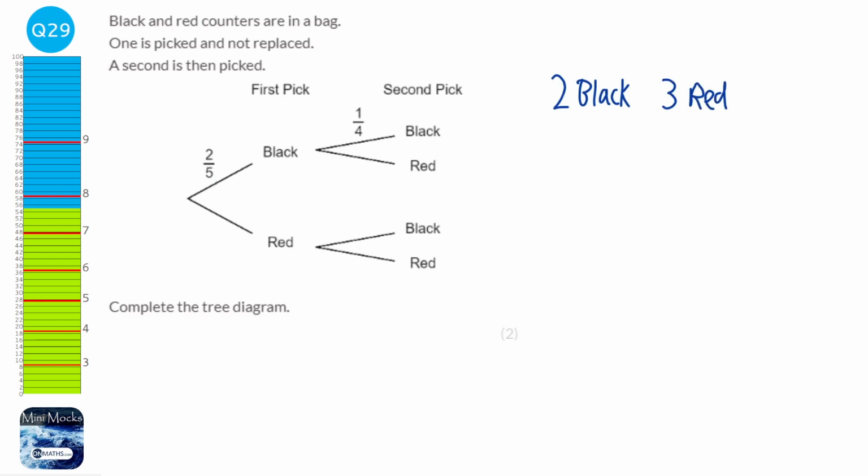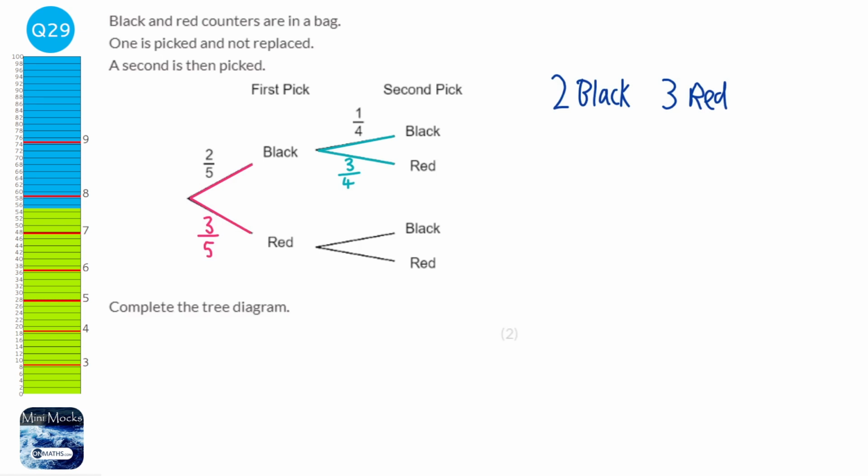Okay, so to find the missing probabilities, the first couple are quite simple. This and this have to add up to 1. So if the probability of picking a black there is 1/4, then the probability of picking a red must be 3 over 4, because these have to add up to 1. Same with these two, they have to add up to 1. So if we've got 2/5 at the top, the bottom one must be 3/5.